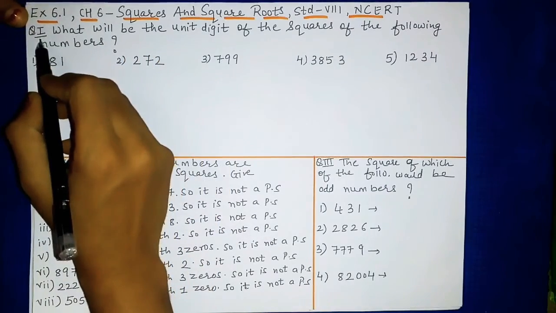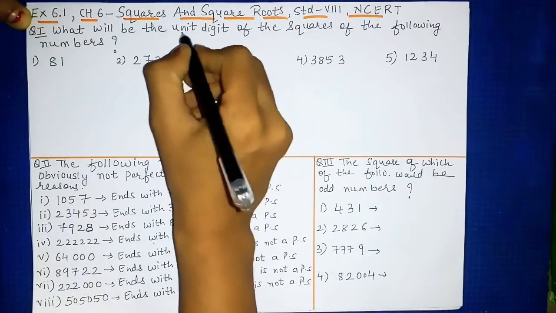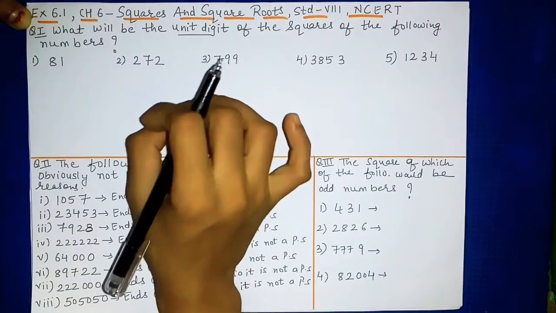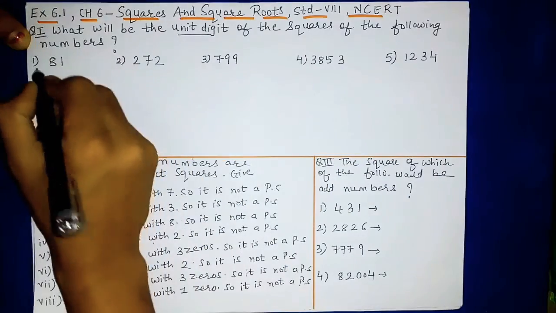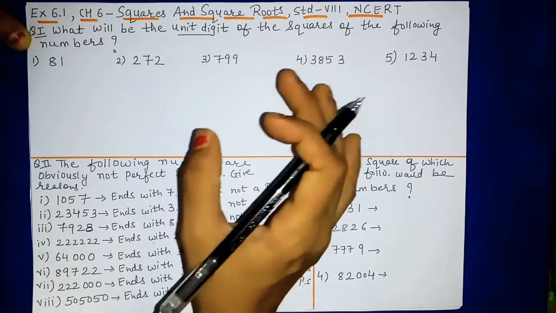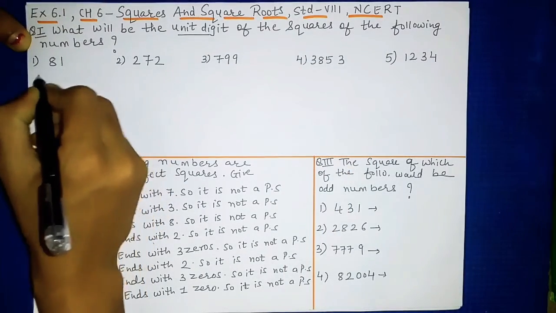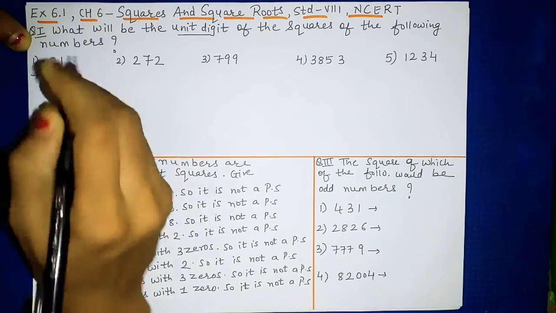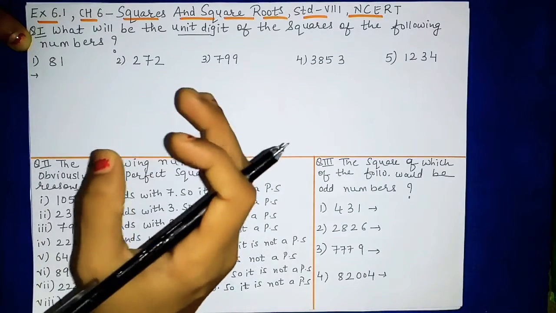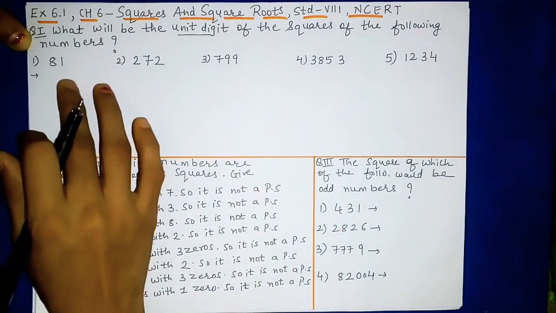So our question 1 is, what will be the unit digit of the squares of the following numbers? Now they are asking that if we square these numbers, what will be the unit digit, meaning the last digit. So if we square 81, what will be the digit at the last place? You can tell it directly also without squaring this.